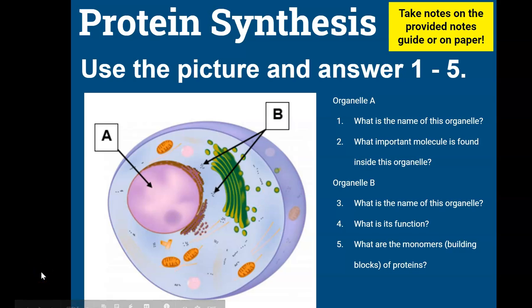All right, so you're looking at the notes that you've printed, and if you have not had a chance to do that, you're just going to jot down a few notes because we see this yellow rectangular box. So on your notes, it says organelle A. What is the name of this organelle? So if this is a cell, we know what that organelle is. Question 2 is, what important molecule is found inside this organelle? So let's go ahead and take a look at that.